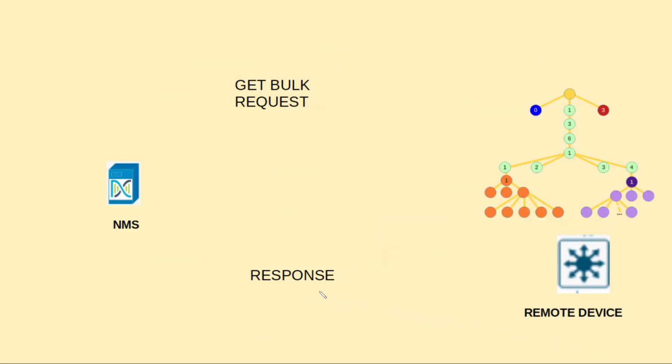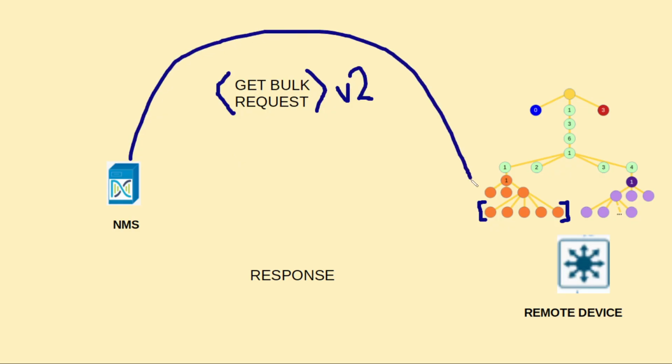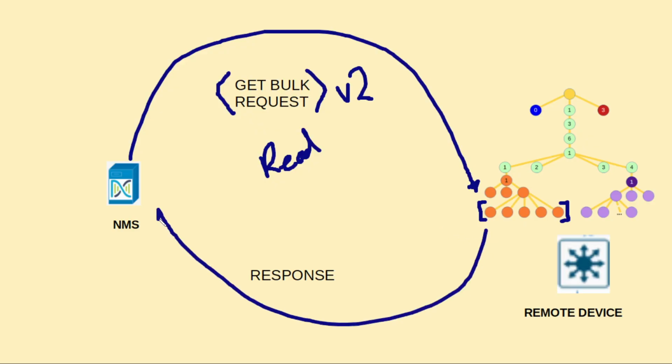Now, if what you want to do is reading the values of a complete set of contiguous nodes within the tree, you can use the get bulk request operation that was defined since SNMP version 2. So this is also a read operation that will allow you to actually gather the values of a complete chunk within the tree, and these values will come back within a response operation.